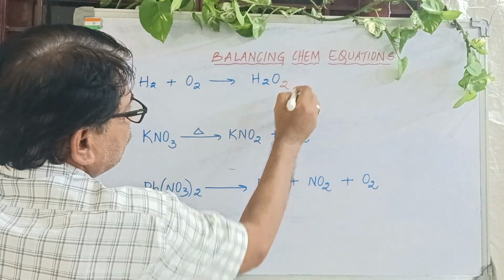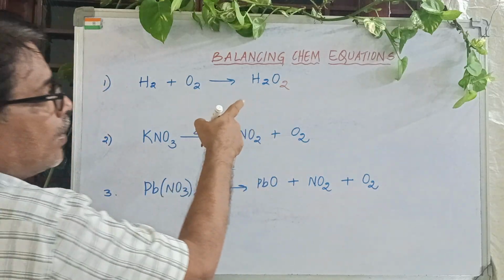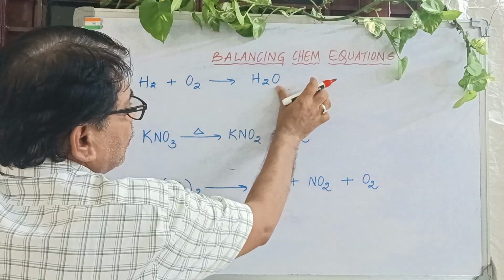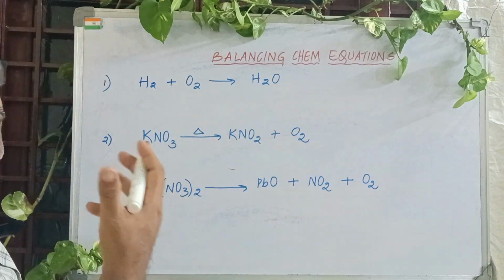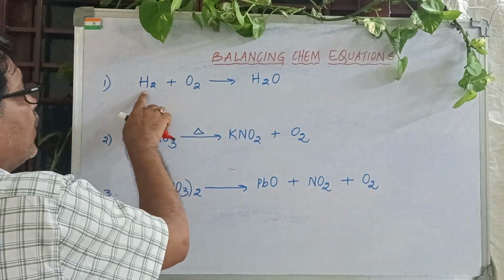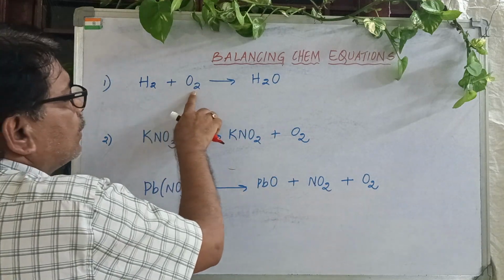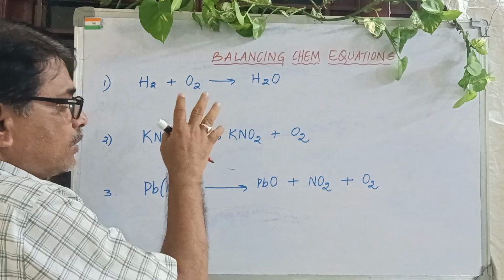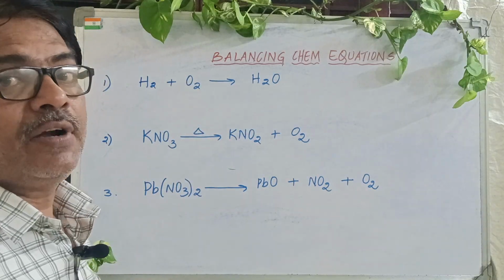You're not supposed to do it like this. This is wrong, I am telling you. This method is wrong, because you should not change its molecular formula. Its molecular formula is what? Water. When hydrogen reacted with oxygen, you got water. And this was prepared in the lab by Henry Cavendish.